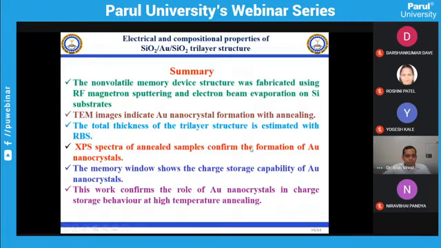So in summary, for the SiO2 gold SiO2 structure, we were able to successfully fabricate a tri-layer structure, and we understood the nanocrystal charge storage behavior at high temperature and less.